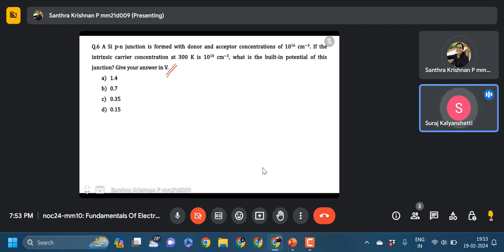Divided by E, the value is 1.6 into 10 raised to power minus 19. Ln of N is 10 raised to 16, right? Acceptor is also 10 raised to 16, and this is also the same, 10 raised to 16, divided by 10 raised to 20, correct? Yeah, I'll just solve this.